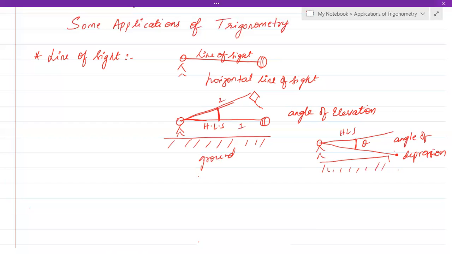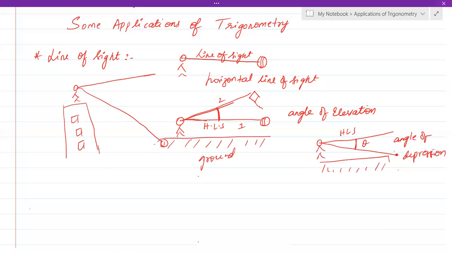The best example for the angle of depression is, let's say, a person on a building. Let's say this is the building, and the person is on the building observing the ball. Without lifting or bending his neck, his horizontal line of sight will be like this, isn't it? And now he is watching the ball.